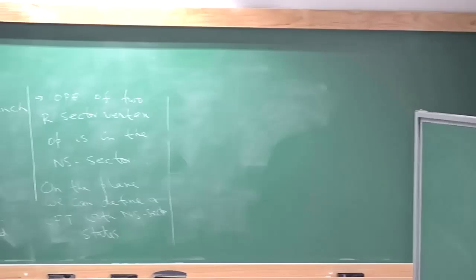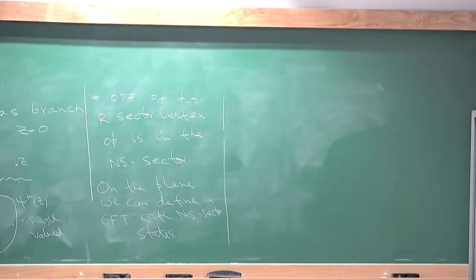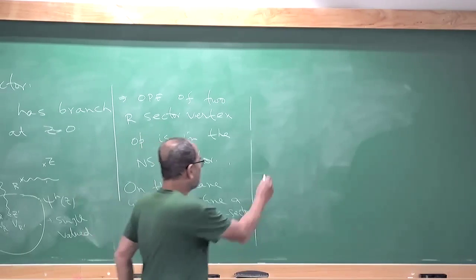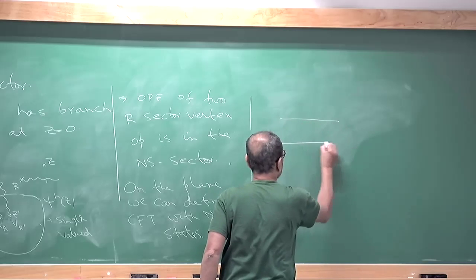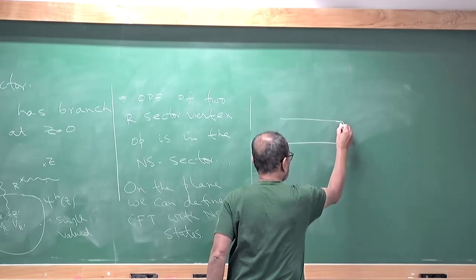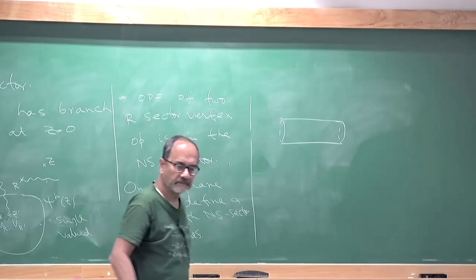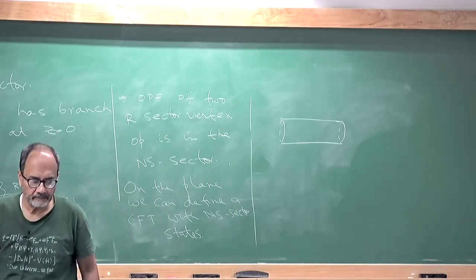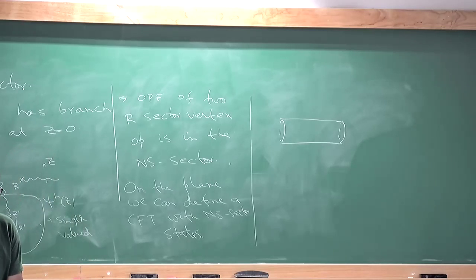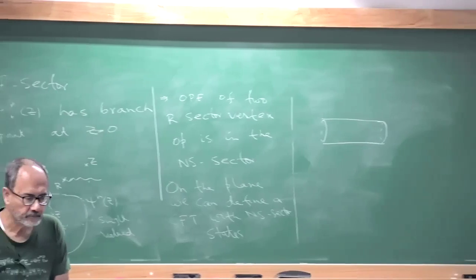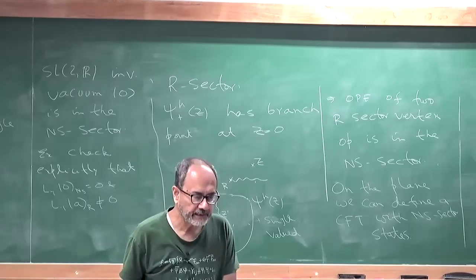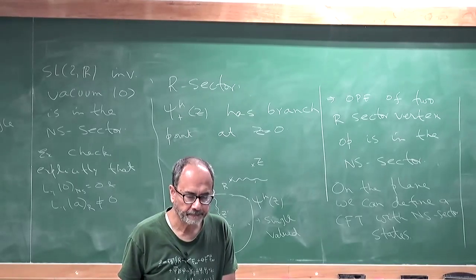Is this okay? But this means that on the cylinder, branch points on the Z plane are always square root branch points, right? The Ramond sector gives a square root branch point. This is because the weights are always half.